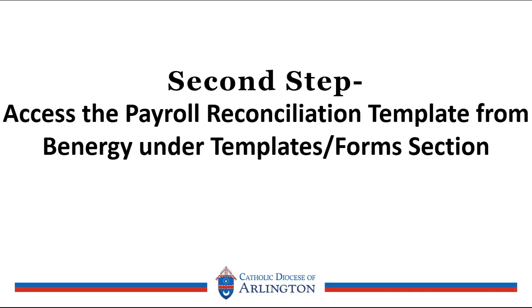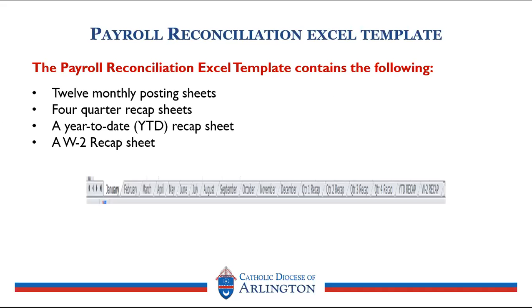The second step is to download the payroll reconciliation template from Benergy under the Template and Forms section. There are two templates. One is for a single pay group, and the other is for two pay groups that have the same federal ID number. The payroll reconciliation Excel template contains 12 monthly posting sheets, 4 quarterly recap sheets, a year-to-date recap sheet, and a W-2 recap sheet. All worksheets contain formulas for totaling and populating into other worksheets of the template.